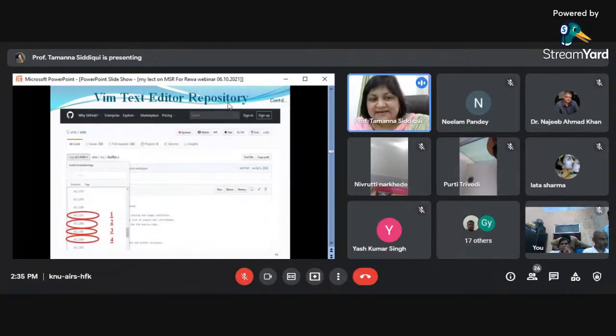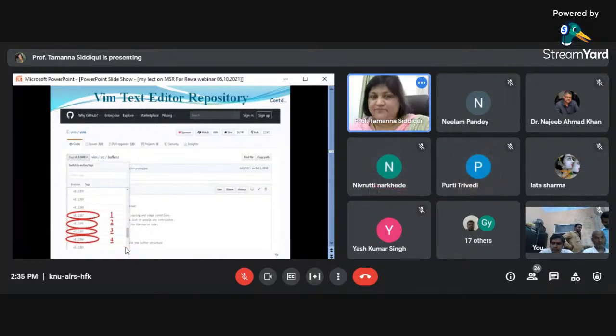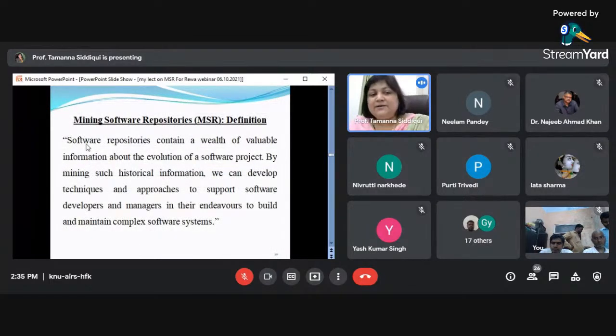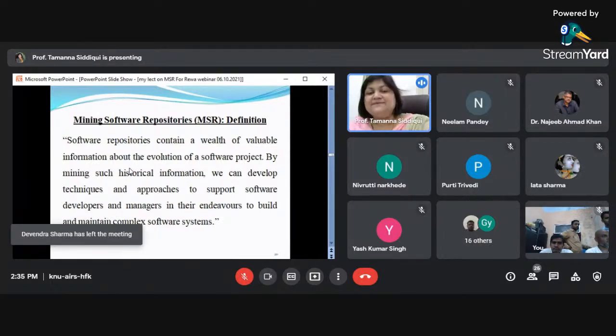This is the Vim Text Editor. Again, we have taken 4 versions. Version 1, these are the code bases. Version 1, 2, 3, and 4. Now, the next step is we have selected the 4 versions. Now we have to apply the mining, how to mine this repository.